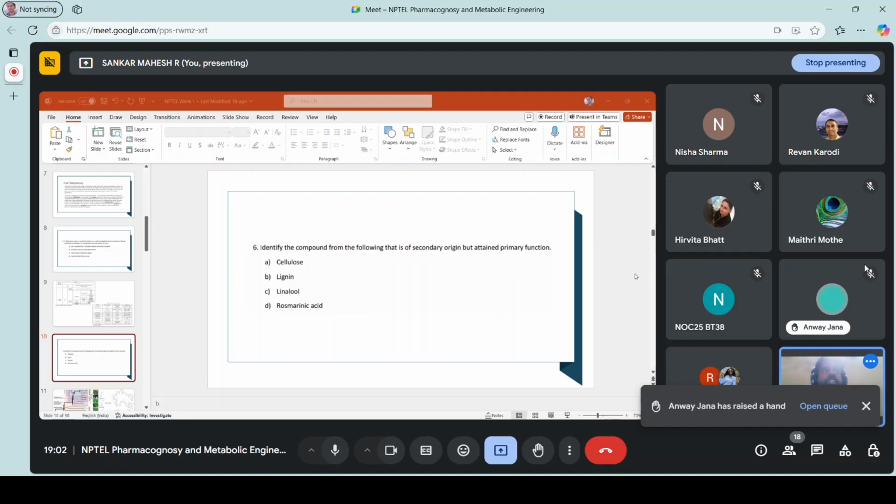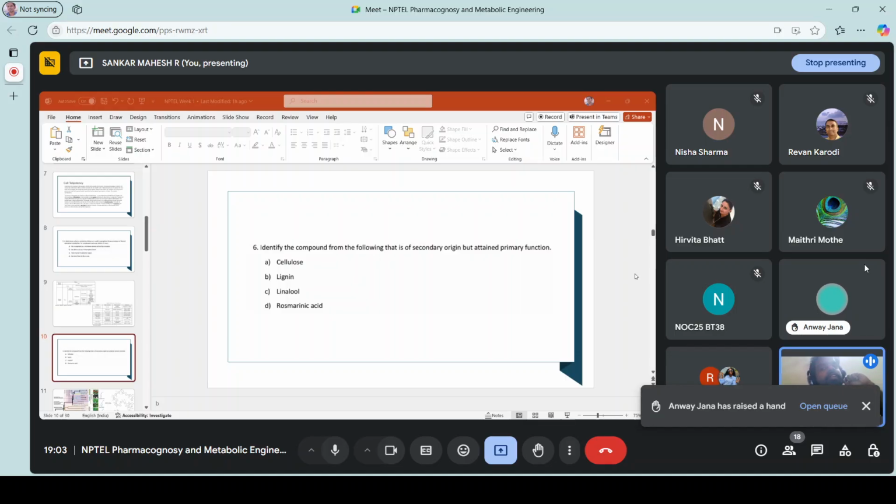Yeah, Anbej, you can unmute yourself. We'll start with the wrong options. You can justify why an option is wrong before we go to the right option. Yeah, the right answer will be lignin because cellulose is primary and lignin is secondary. But lignin also functions as primary for rigidity and stability of a plant.